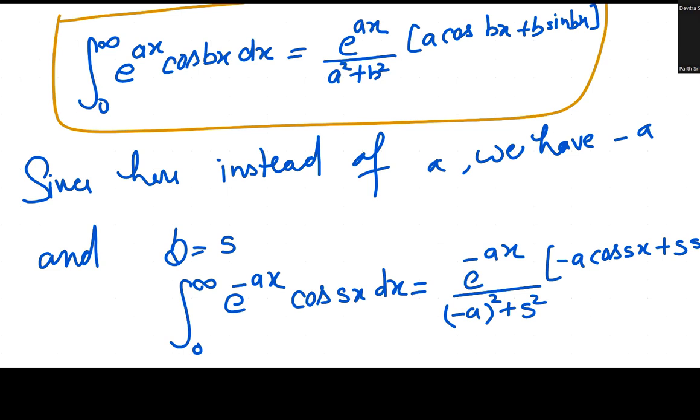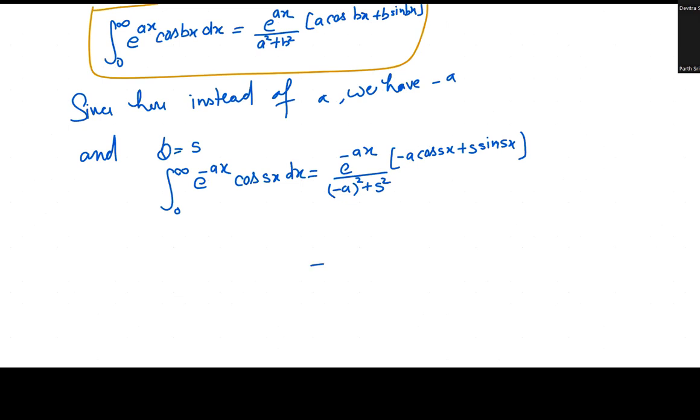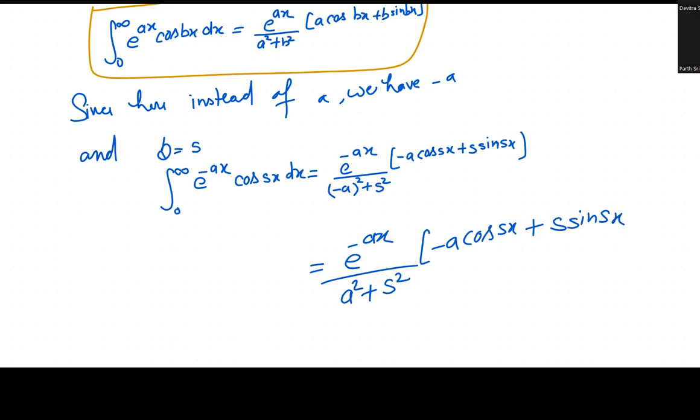Okay. So now let us put this in the above transformation. Here we will put this. Just to simplify, we can take one more step like this: e to the power minus ax over a square plus s square, into minus a cos sx plus s sin sx. Now let us put it in our transform.